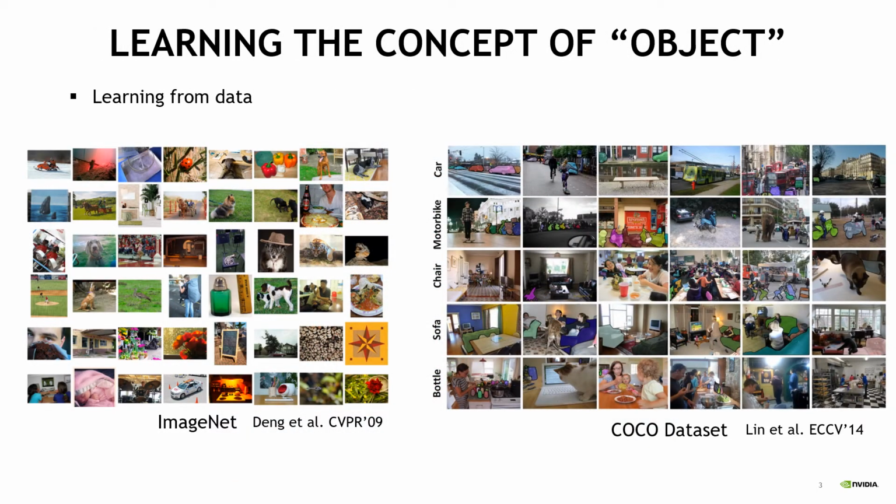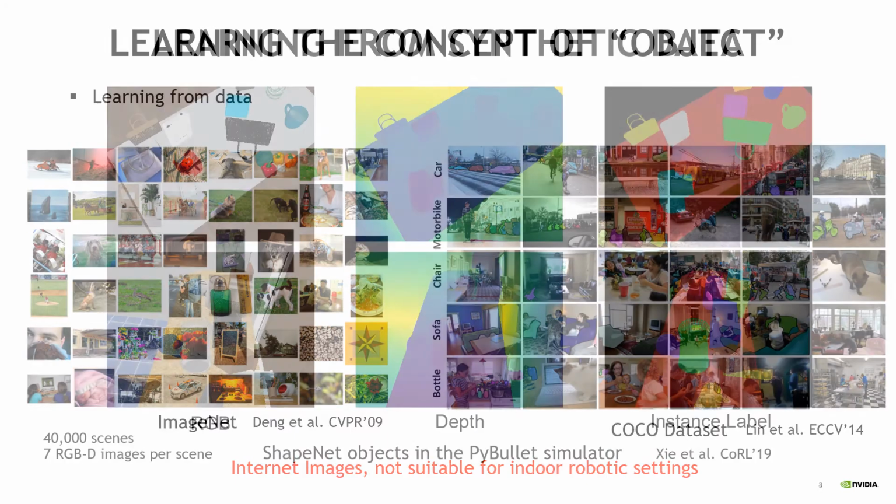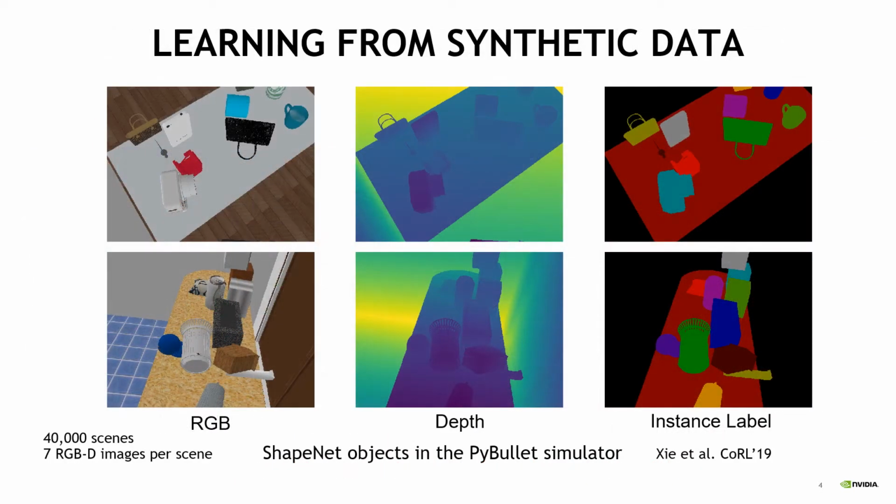In order to segment arbitrary objects, a robot needs to learn the concept of objects. This is usually achieved by learning from data with many objects. However, the large-scale datasets in the literature, such as ImageNet and CoRL, consist of internet images. They are not suitable for indoor robotic settings. Therefore, we resort to using synthetic data for learning the concept of objects.